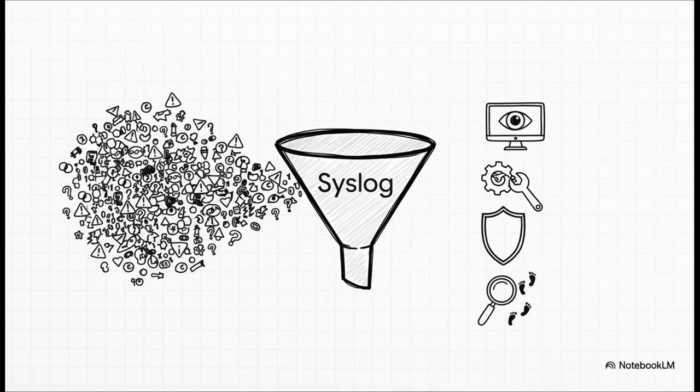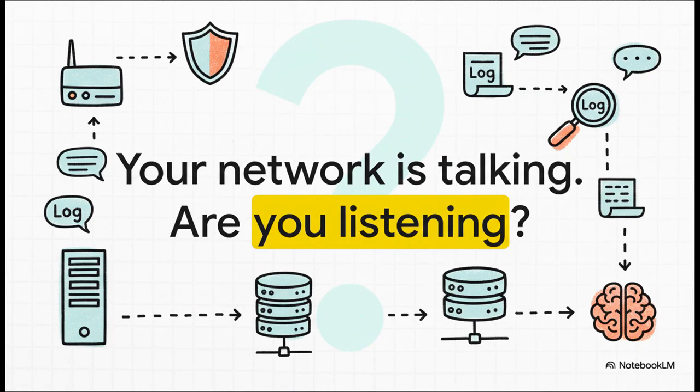It's what gives you the visibility to solve problems in minutes instead of hours. It's your early warning system for security threats, and it's your black box flight recorder when something goes wrong and you need to know exactly what happened. Really, it's the difference between flying a plane blind and having a full cockpit of instruments telling you everything you need to know. Look, your network is talking to you all the time.